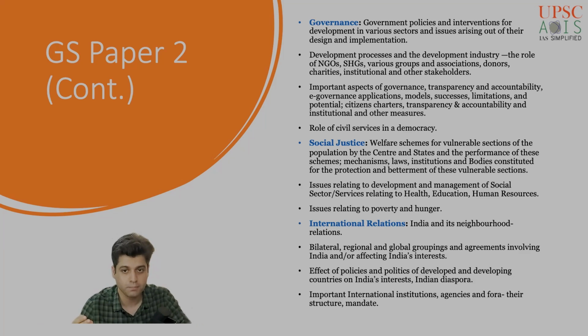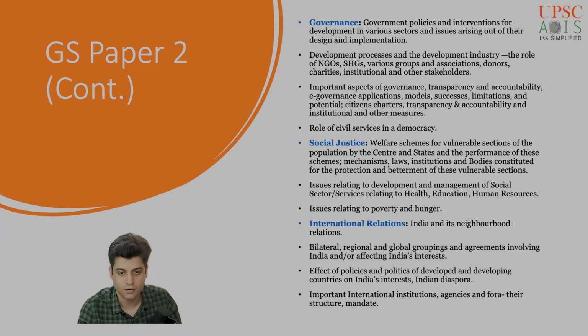In governance, we have government policies and interventions for development in various sectors and issues arising out of their design and implementation. Development processes and the development industry, the role of NGOs, SHGs, various groups and associations, donors, charities, institutions, and other stakeholders. Then there are important aspects of governance, transparency and accountability, e-governance applications, models, successes, limitations, and potential, citizen charter, transparency and accountability, and institutional and other measures. There's a topic, role of civil services in the democracy.